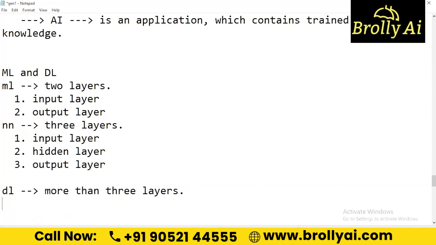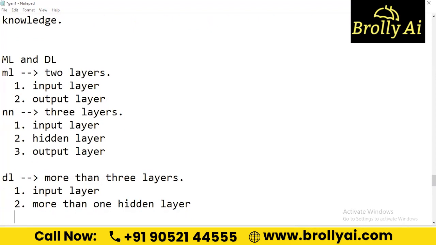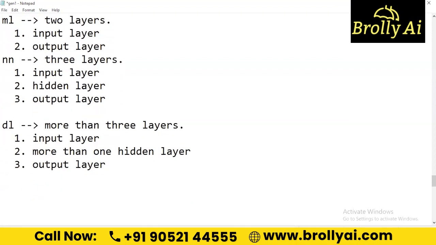As usual, 1 input layer. And second, more than one hidden layer. In a neural network, only one hidden layer; here, more than one hidden layer. Maybe two, maybe three, maybe four. But how to choose how many layers? That is another different technique. Later, in coming concepts, I will be explaining. And output layer. Like this, right?